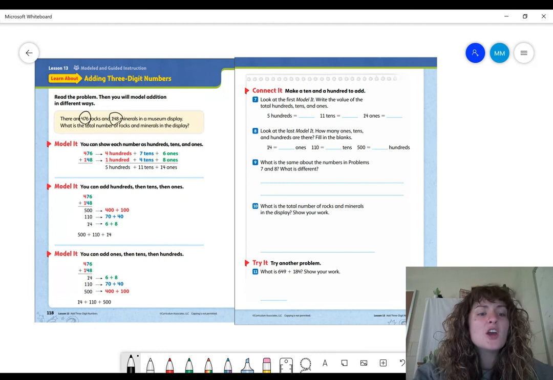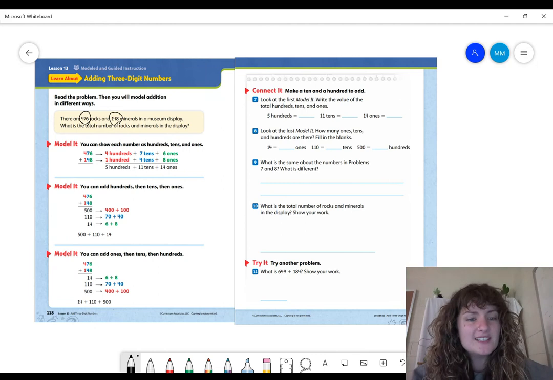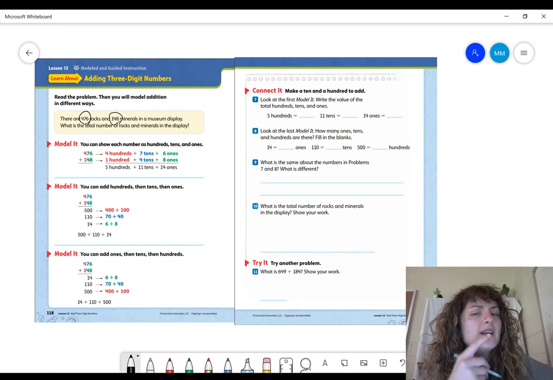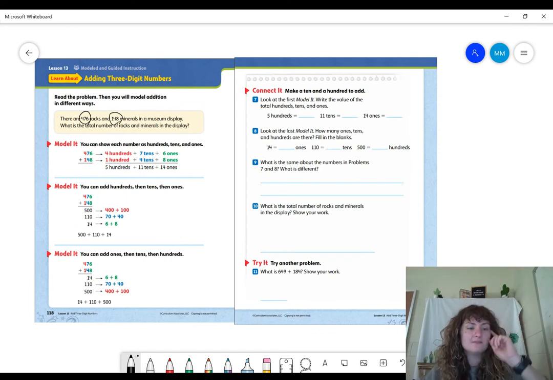It says you can also add the hundreds, then tens, then ones. So we can start by adding 400 plus 100 equals 500. Then we could add the tens place. 7 tens plus 4 tens is 110. And 6 ones plus 8 ones is 14. So our hundreds would be 500. Our tens would be 110. Be thinking about that. And our ones place is 14.